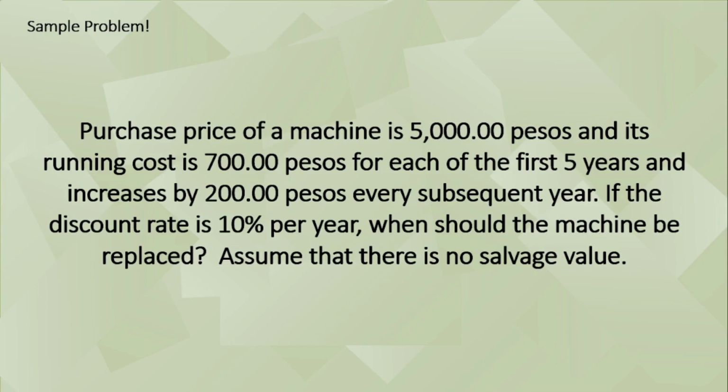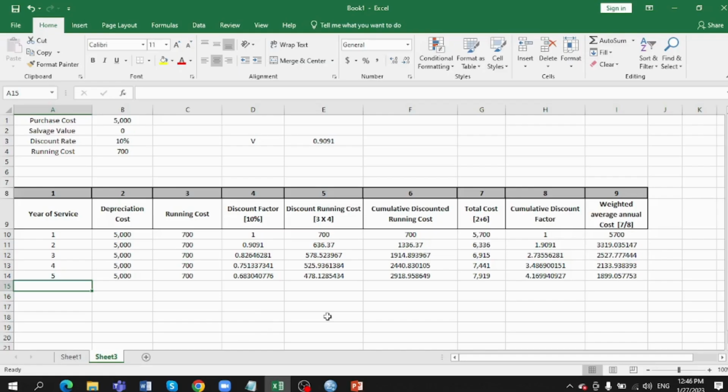Remember that it is stated here that our running cost is 700 pesos for each of the first 5 years, and it will increase by 200 pesos every subsequent year. Let's go back now to our table and continue solving it. We stopped at the 5th year, so let us continue. Let's go to the 6th one. Then okay, let's delete this one first.